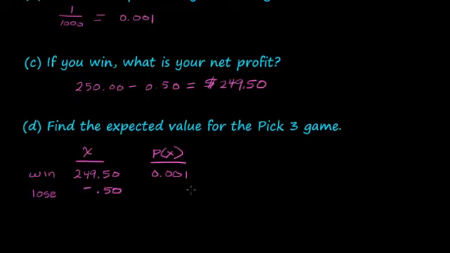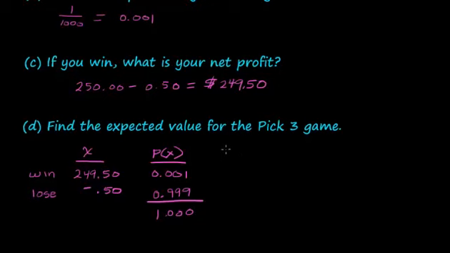Well, what's the probability of that? Well, these are the only 2 possibilities here, right? And we know that the sum of our probabilities must equal 1. So the probability that we lose would be 0.999, right? Because this sums to 1. And these are the only 2 outcomes when you play this Pick 3 lottery game. You either win or you lose. So the sum of the probabilities in the sample space must be 1.